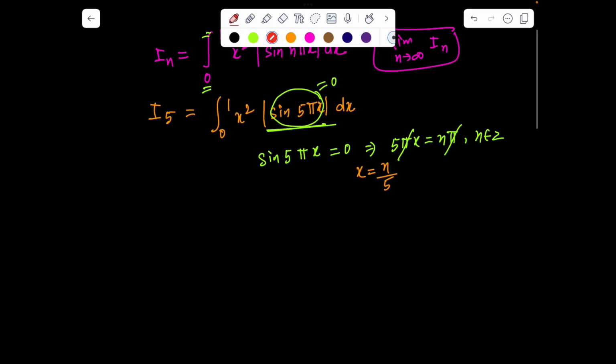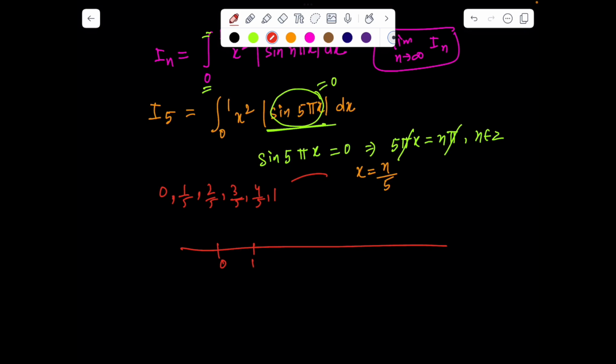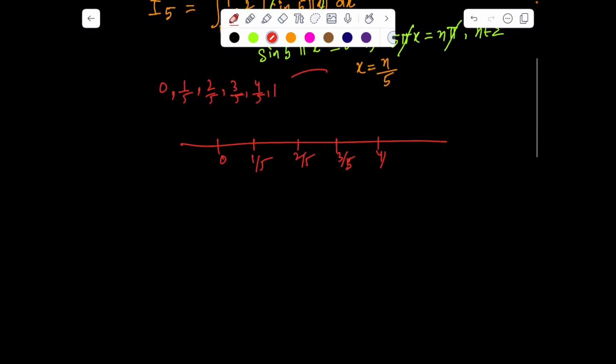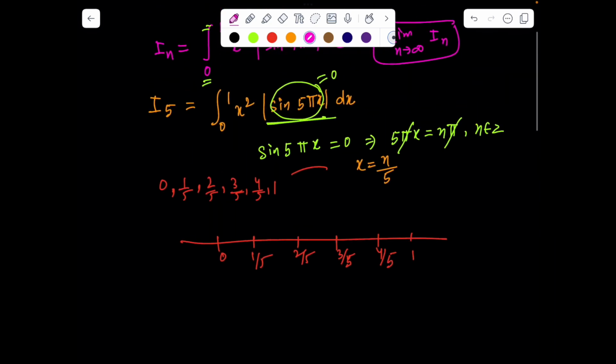It means now I know the breakage points for positive integers. The breakage points are going to be 0, 1 by 5, 2 by 5, 3 by 5, 4 by 5 and 5 by 5, which is 1. Now we can investigate the nature of the function in these intervals.